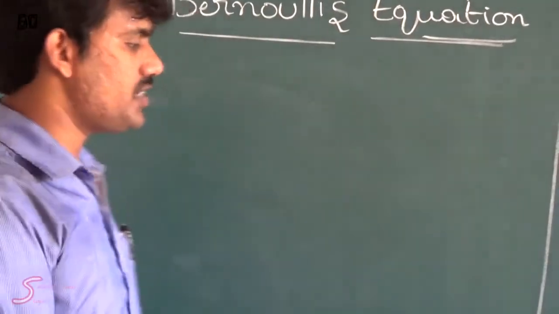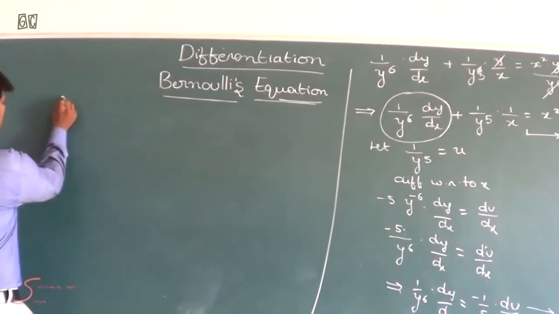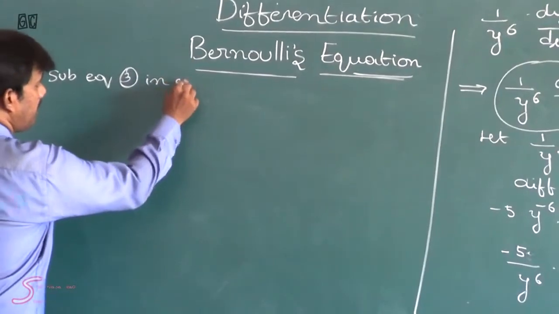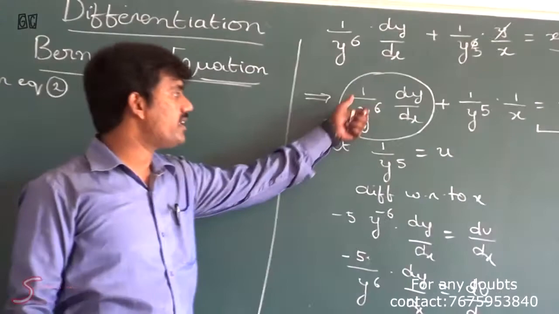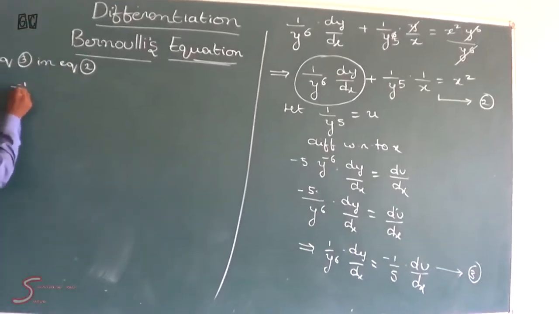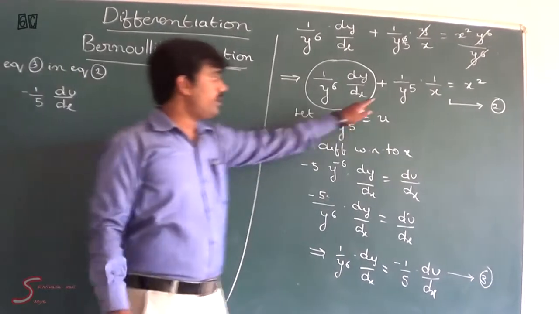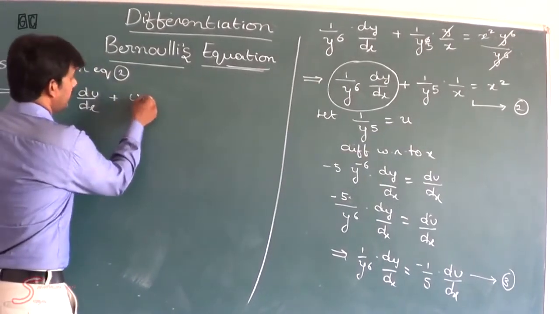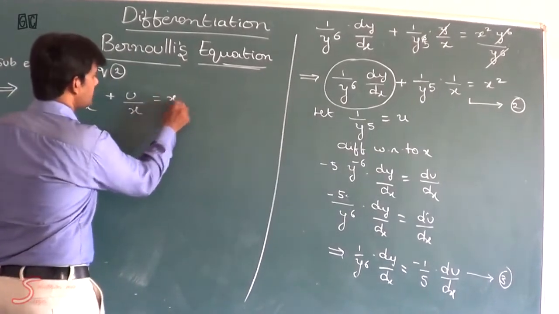Okay guys, now I am going to substitute equation 3 in equation 2. Which implies, the value we have obtained, that is 1 by y power 6 into dy by dx, is minus 1 by 5 times du by dx, plus 1 by y power 5, whose value is u, so plus u into 1 by x, that is u by x, equal to x square.